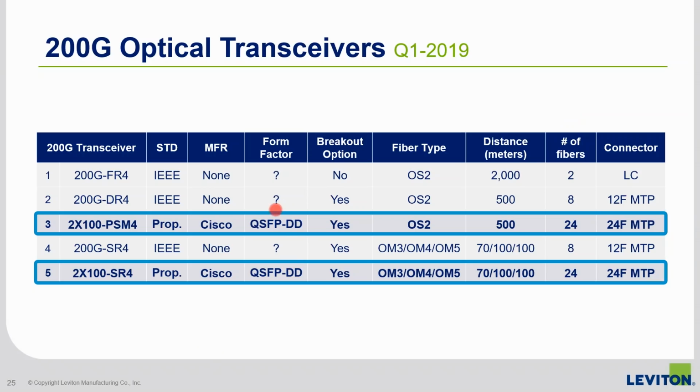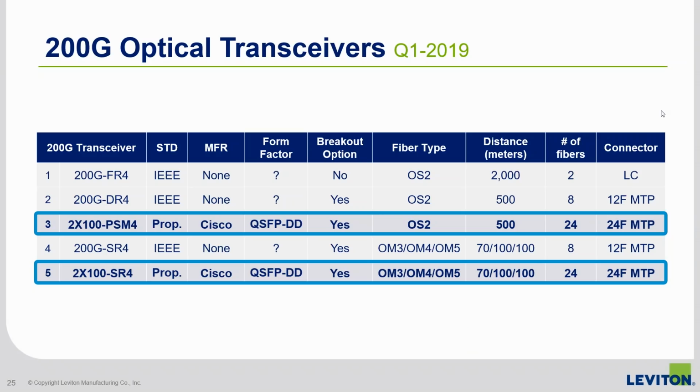The ones with the question marks, the reason why it says none is because those have not been introduced yet. So those 3 options, even though they're in the IEEE standard, are not available yet on the market. So the other 2 are likely going to be the ones. These are from Cisco, and they are proprietary options that Cisco has introduced. You'll see that one's single mode, one's multi-mode, and they both do require the use of an MPO 24 fiber MTP. I'll talk more about that.